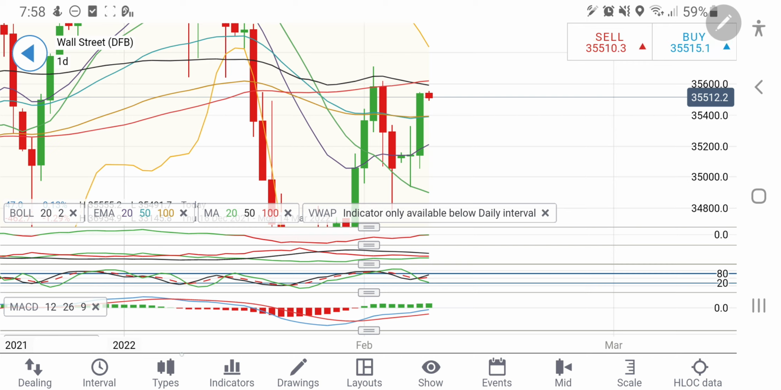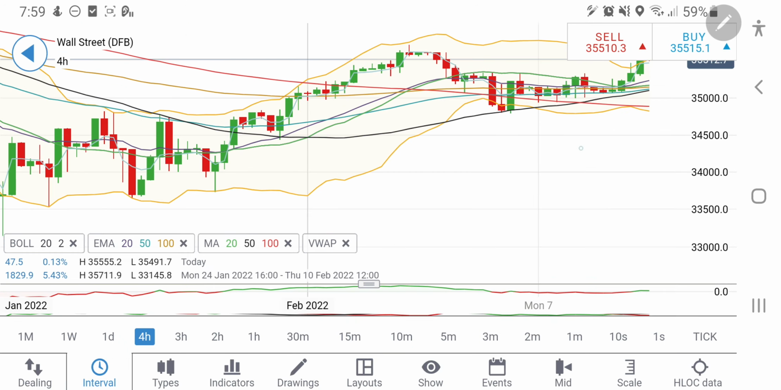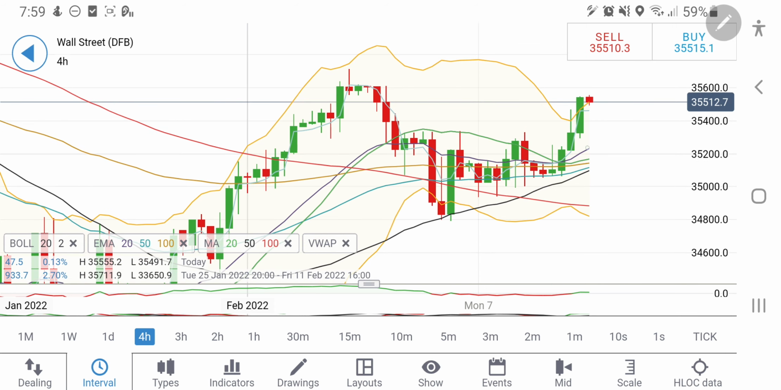So let's have a look at the 4-hour charts. On the 4-hour charts, there is a strong support in the 35,200 zone, 35,100 zone. Trading above all this, definitely it can remain bullish. Also, see, it may try to make a pole and flag pattern, and hence 35,400, 35,350.